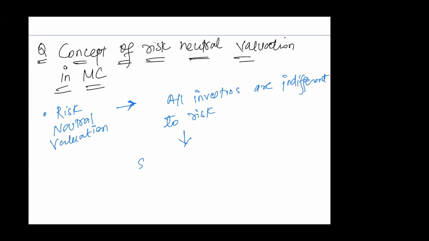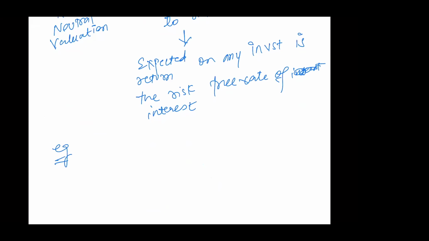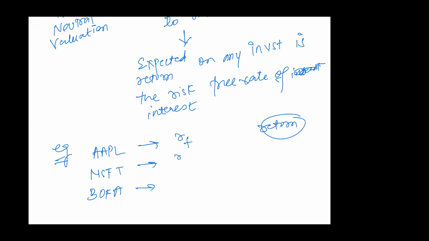What this means is that the expected return on any investment is the risk-free rate of interest. For example, if we are in a risk neutral world, Apple, Microsoft, and Bank of America will all give me the same return, which is the risk-free rate. That's why we say investors are indifferent to risk, because we assume in the risk neutral world, or the derivatives world, that everything will grow at the same pace, that is, at the risk-free rate. This is a very important concept.